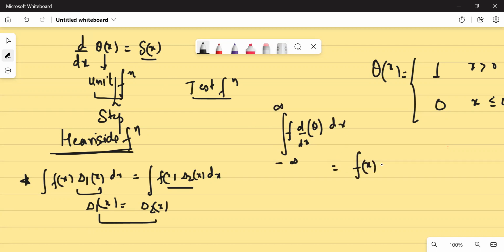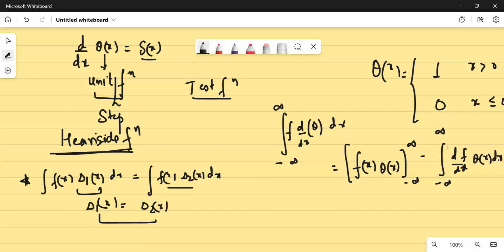This will be f of x into theta x from minus infinity to plus infinity, minus the integration from minus infinity to plus infinity of df by dx, and the integral of d theta by dx will be theta x. Is that clear to you? I don't think there is a problem till now.